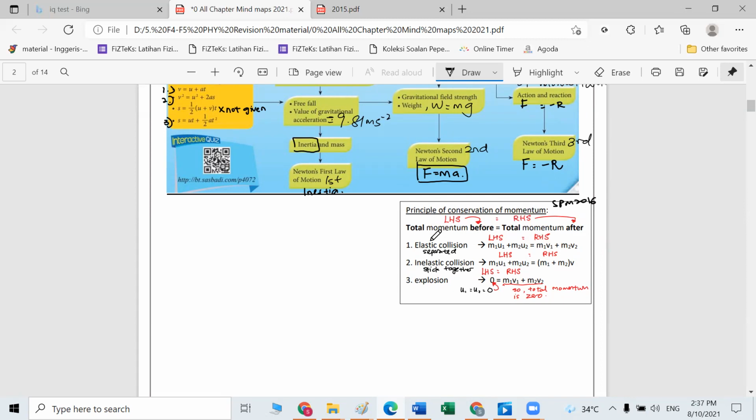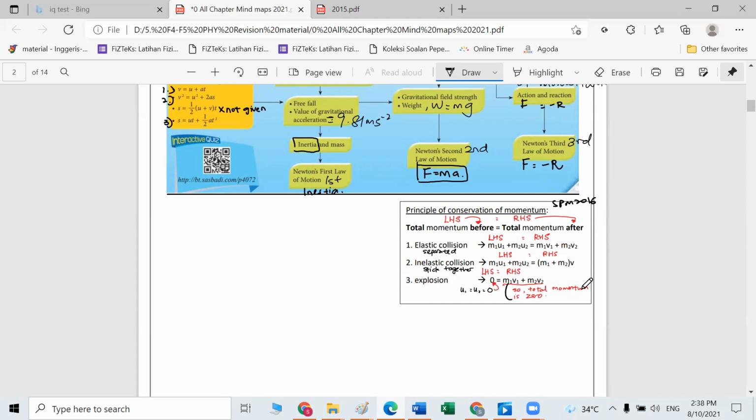So there are three types of collision or explosion. So we say M1U1 plus M2U2. Left hand side means before. Right hand side of the equal is after. Before, after. Inelastic means they stick together, so they share the same V. Explosion: before this, they are stopped. So total momentum for left hand side is 0, right hand side also 0. Means these two objects move in opposite direction.